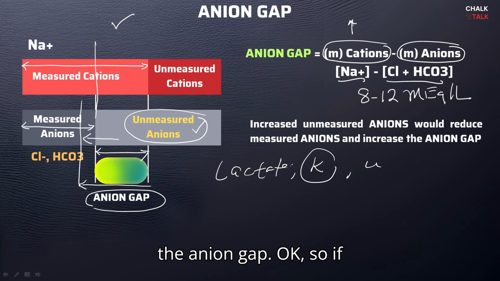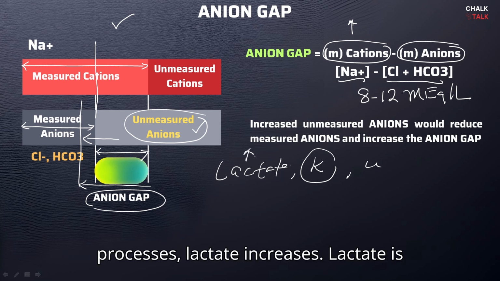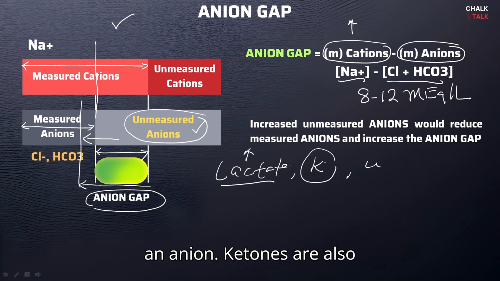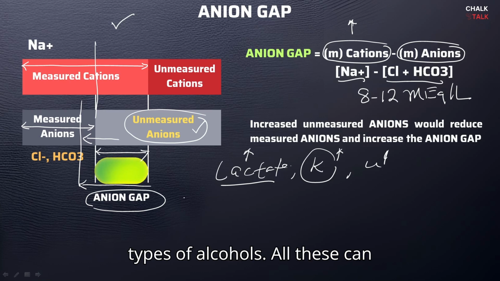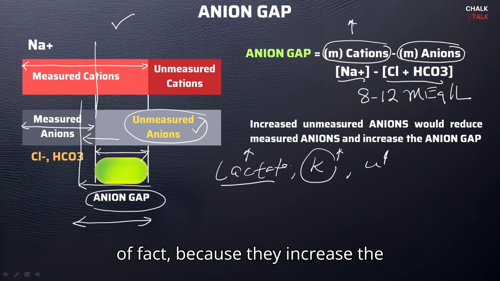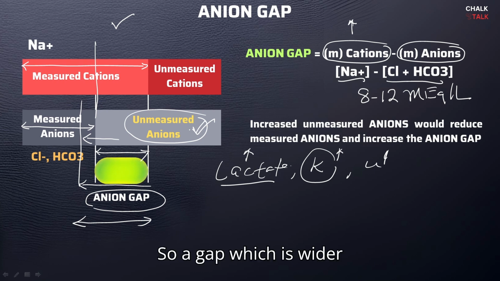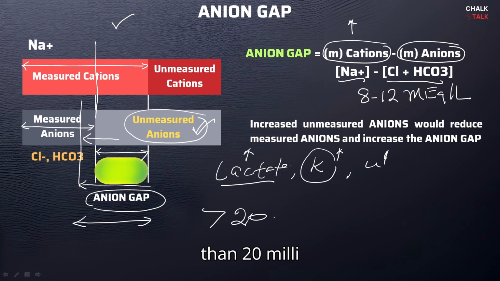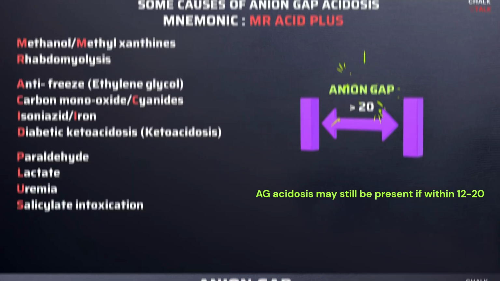If a patient has sepsis or any anaerobic processes, lactate increases. Lactate is an anion. Ketones are also anions, as are urea and certain types of alcohols. All these can widen the anion gap, as a matter of fact, because they increase the unmeasured anions right there. So a gap which is wider than 20 milliequivalents is considered an anion gap acidosis.